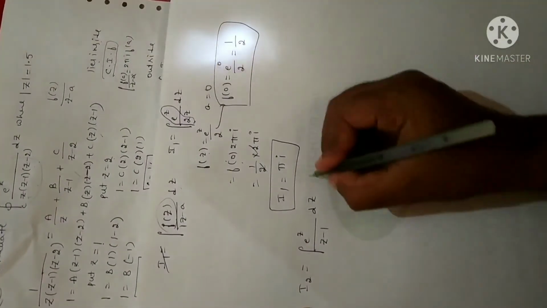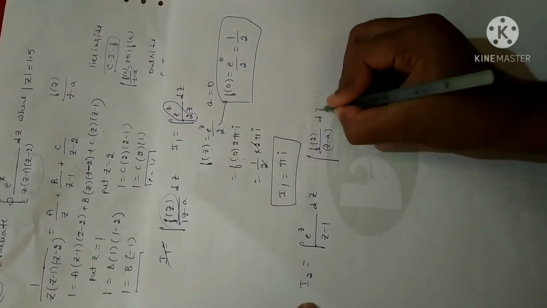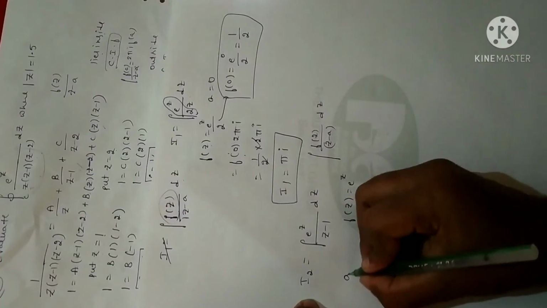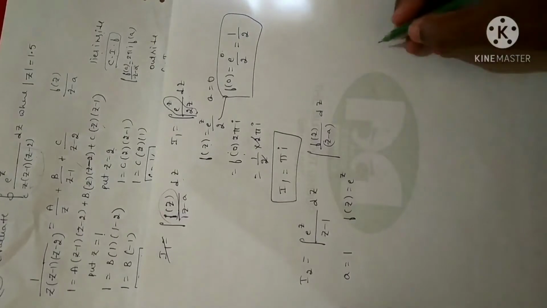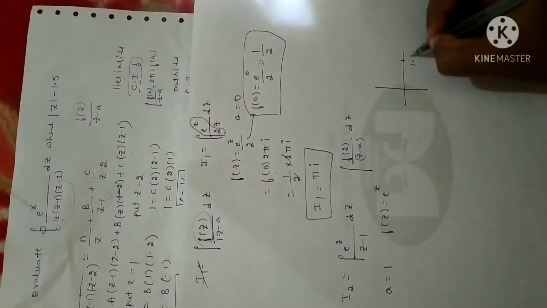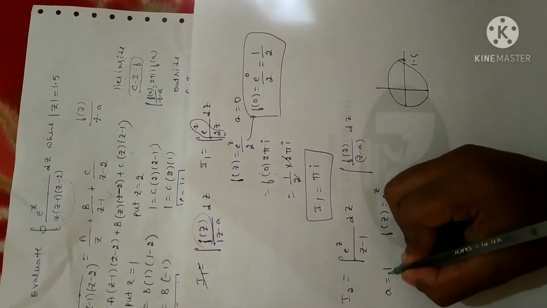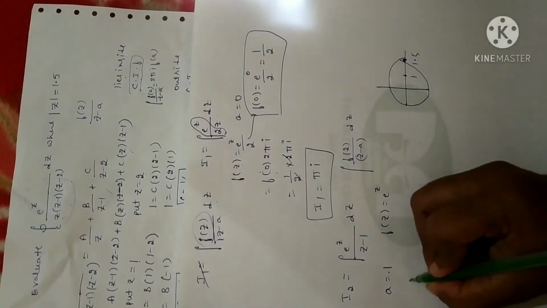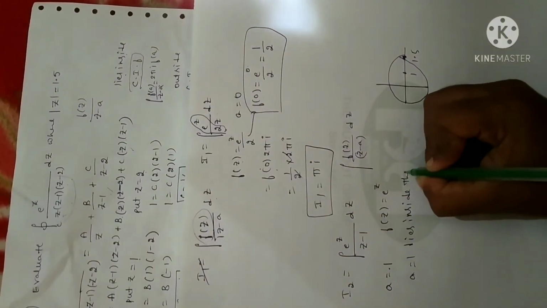So before that, let me compare with the standard form, that is f of z divided by z minus a into dz. Comparing with this, I can write f of z as e power of z, and a is equal to 1, right? And clearly you can note that a is equal to 1, given circle radius is 1.5. So 1.5 will be somewhere here, so that circle will be covering that point. Fine. So here a is equal to 1 clearly lies inside the circle. After 1 only you will get 1.5, right? So I can write a is equal to 1 lies inside the circle.